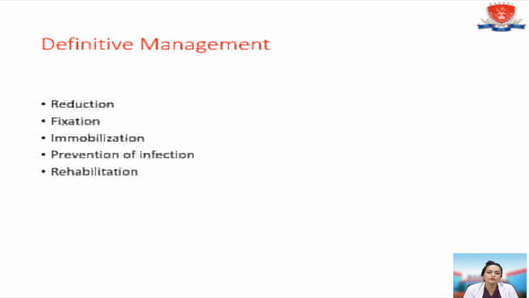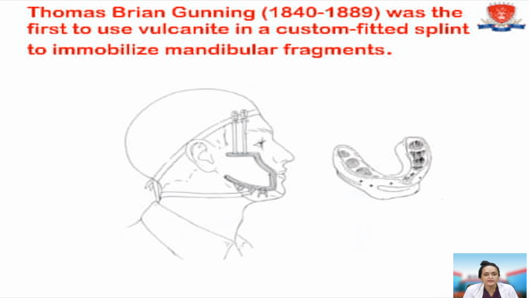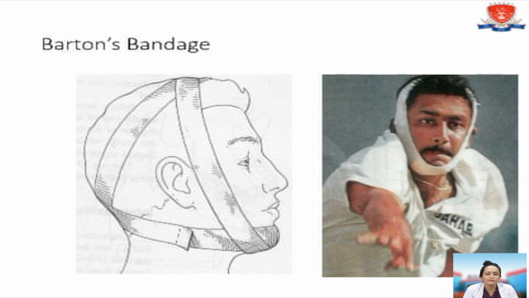So then you have to go for definitive management. So what are the 3 steps? Reduction, immobilization, and fixation of the fracture fragments, prevent any kind of infection, and rehabilitate the patient. So this is a gunning splint. It is mainly used for edentulous patients. And historically, people used to put Barton's bandage, which is shown in this picture, diagrammatic representation.